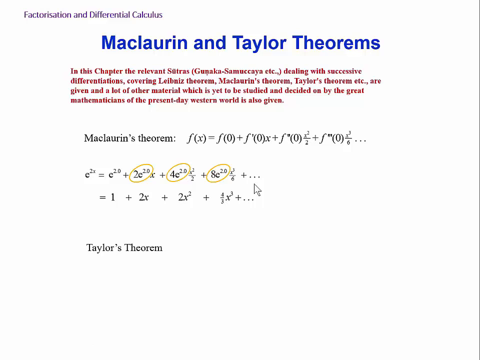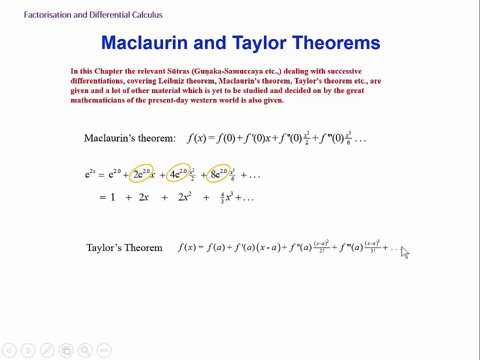Taylor's theorem also shows a similar pattern. In fact, Maclaurin's theorem is a special case of Taylor's theorem, and you can see here that we've got successive differentiations of f(a), f dash a, f double dash a, and so on, and successive integrations of 1. 1 with respect to x minus a becomes x minus a squared over 2 factorial, and so on.